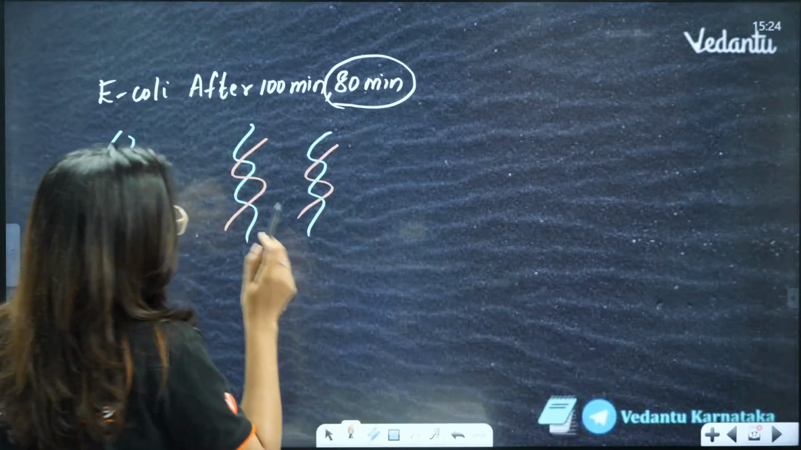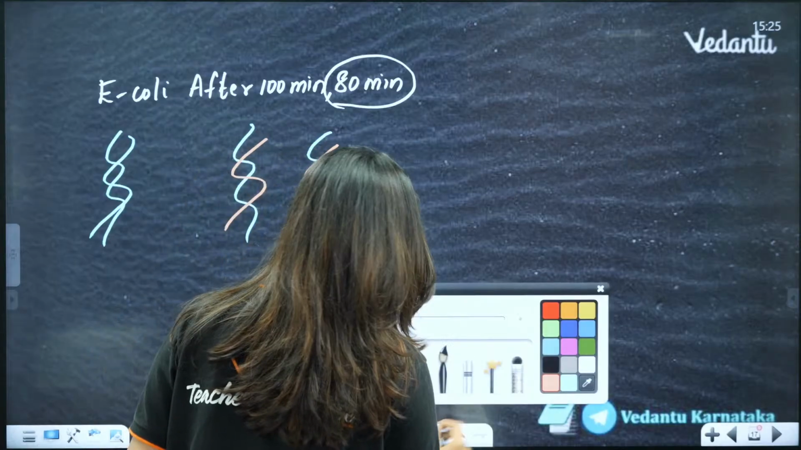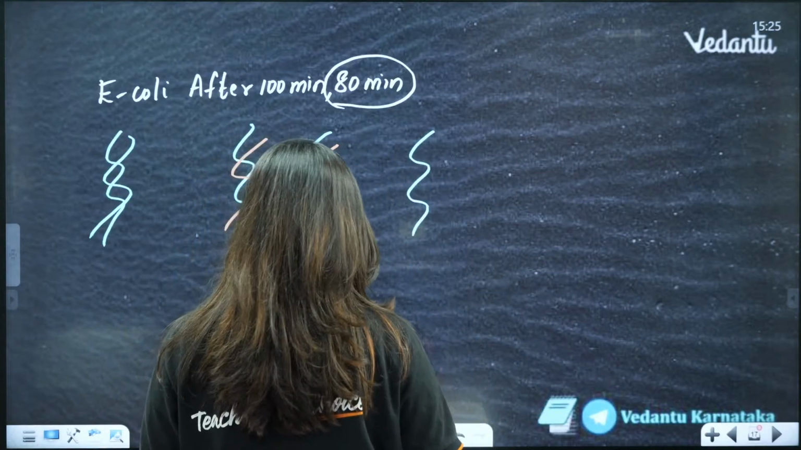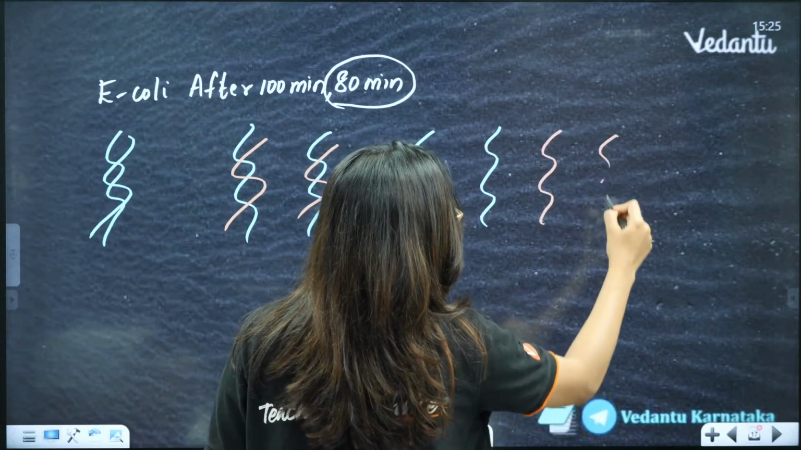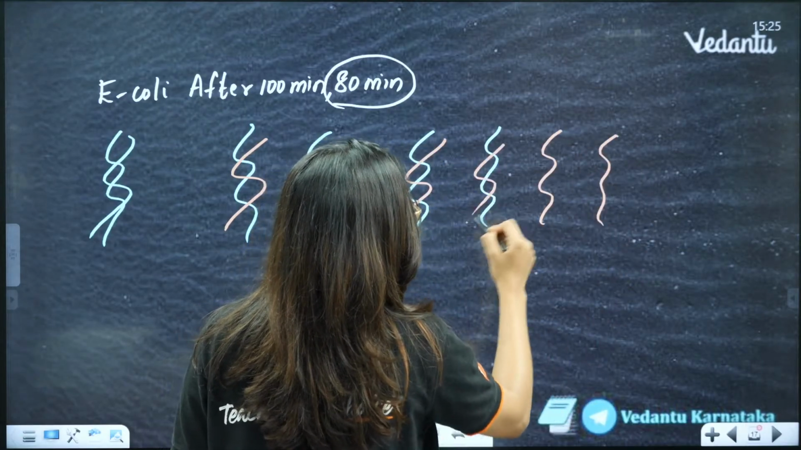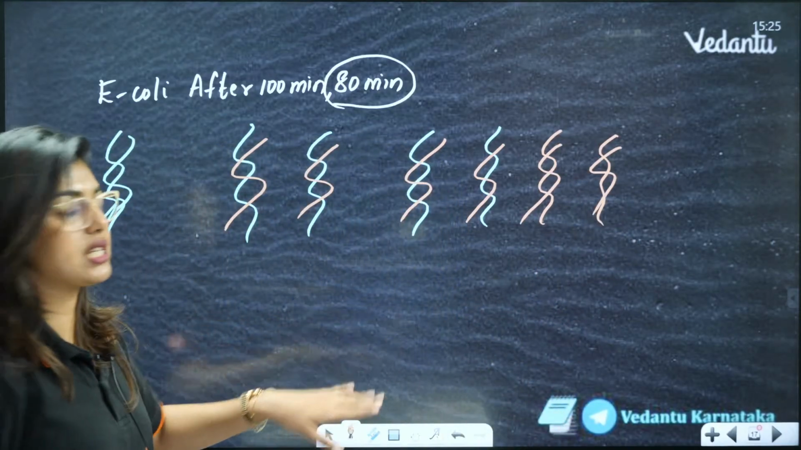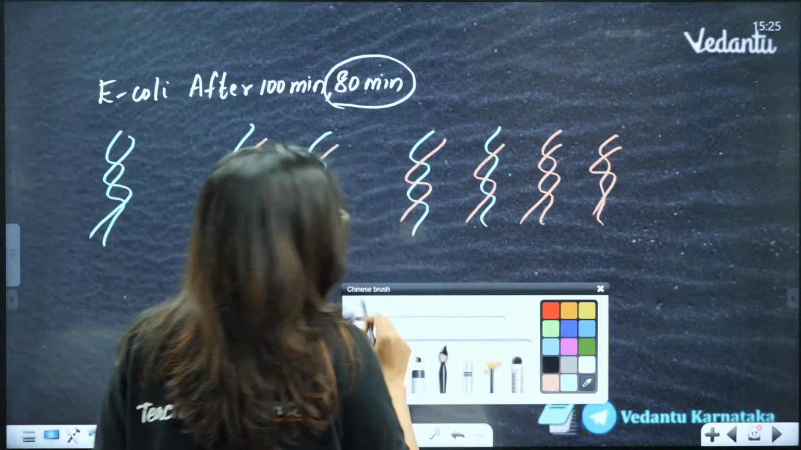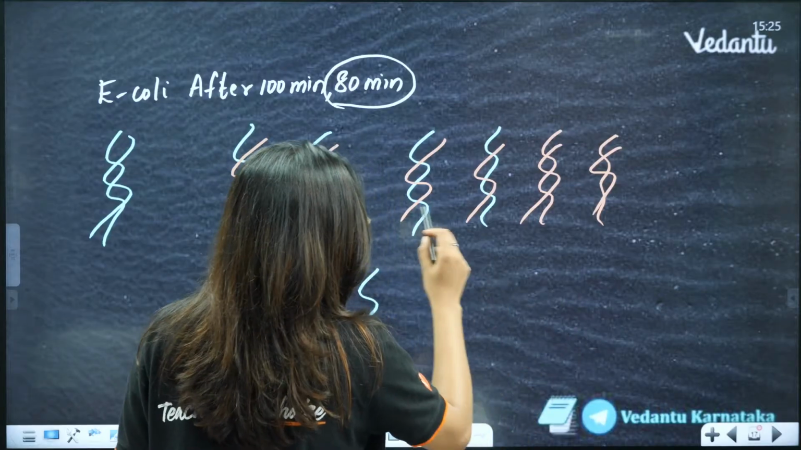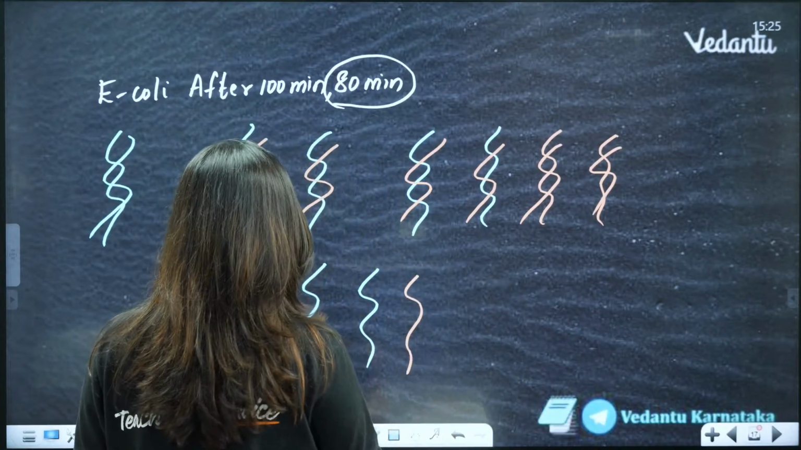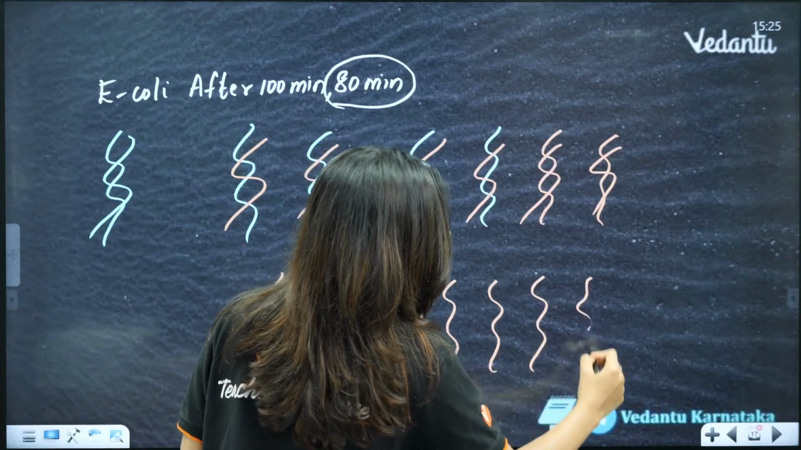Now if you separate the strands, you will be able to know how many strands are there. If I separate, how many strands am I supposed to get in the second generation? 2 blue I should get, 2 red I should get, right? 2 blue, 2 red. If you add a light strand, a newly synthesized strand, I will be able to get 50% hybrid, 50% light. If I separate this, how many blue strands are there? 2 blue strands. How many red strands? 1, 2, then 1, 2, 1, 2, 1, 2. 8 strands I am getting.